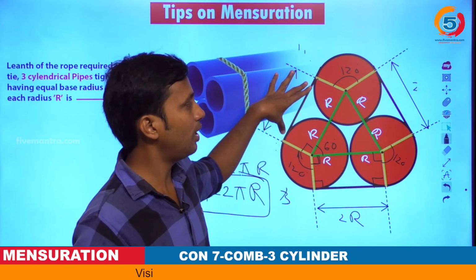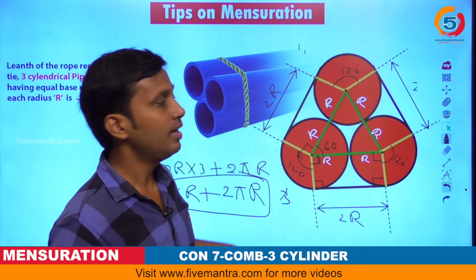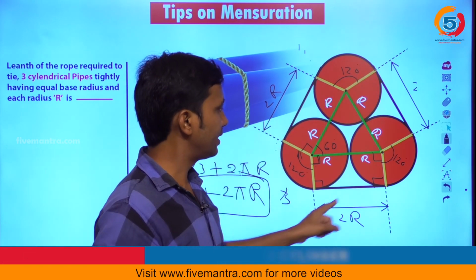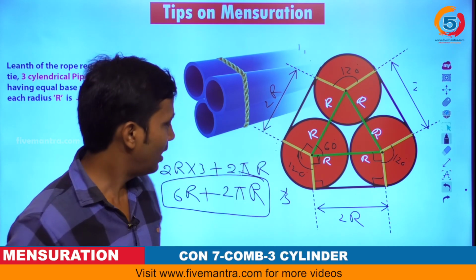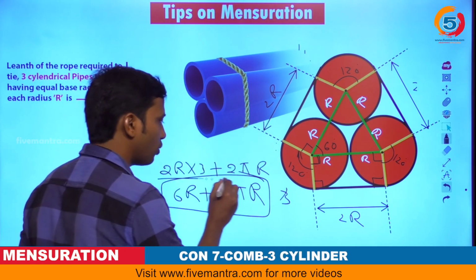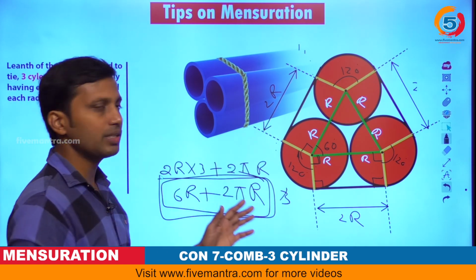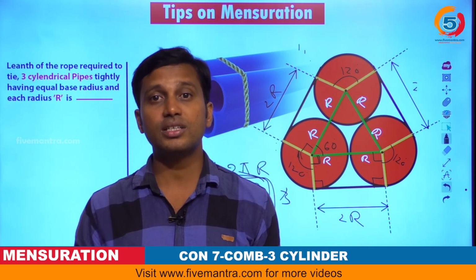So here this is 2r, this is 2r, and this is 2r, three 2r's, that is 6r, and here each arc is 2 pi r by 3, multiplied 3 times, that is 2 pi r. Your total length of the rope used to tie the cylindrical pipes is 6r plus 2 pi r. So this is our final result.